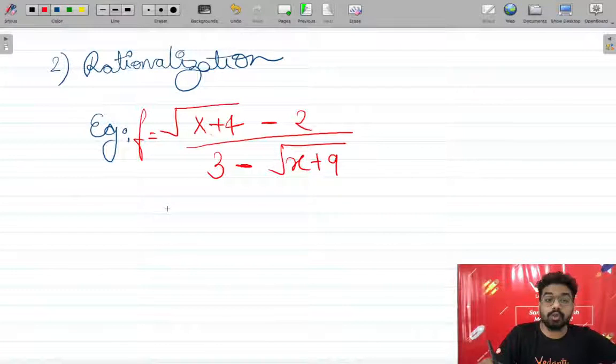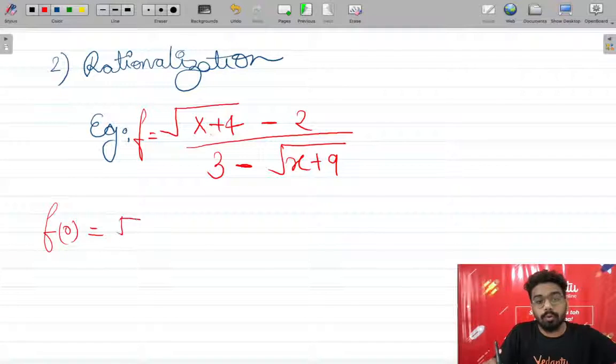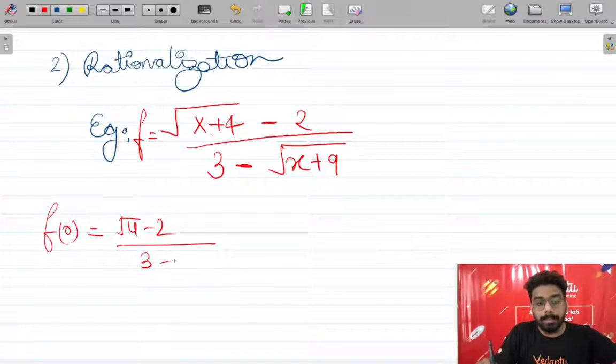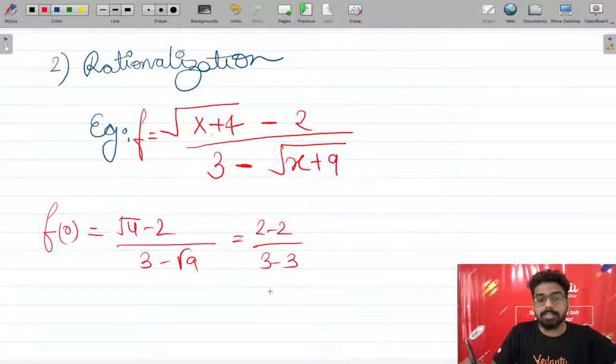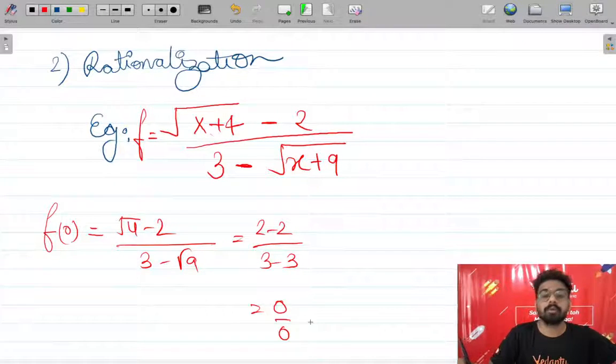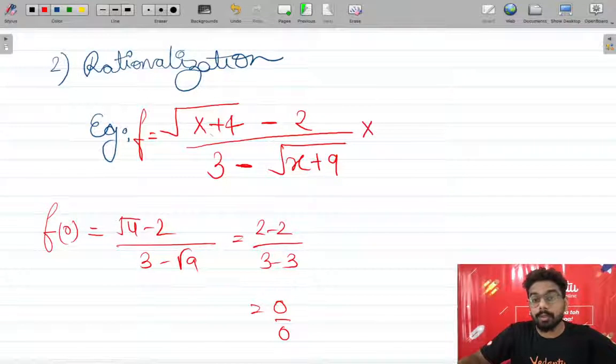The question will be to find the limit of the function when x tends to 0. Put x tends to 0: the numerator will be root of 0 plus 4, root 4 is 2, 2 minus 2 is 0. So at f(0), it will be root 4 minus 2 upon 3 minus root 9, which is 2 minus 2 upon 3 minus 3, equal to 0 by 0. Indeterminate form.